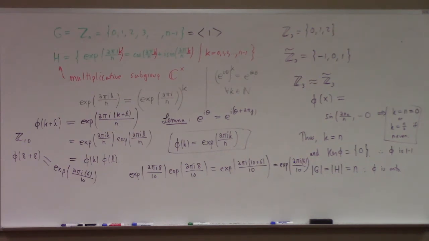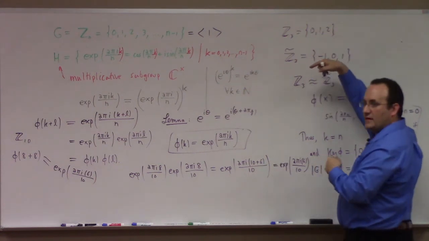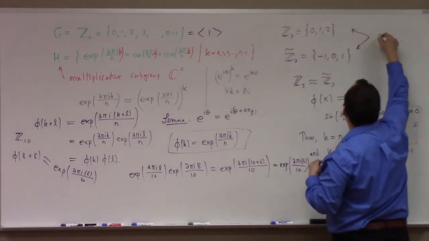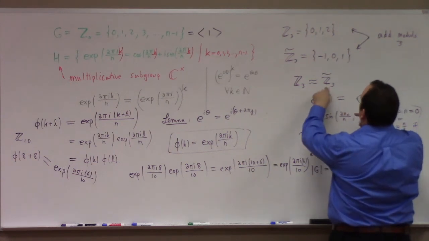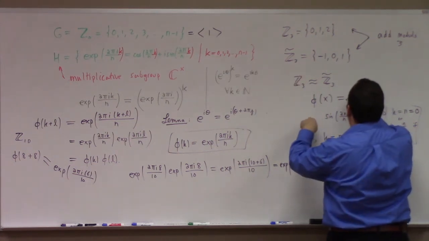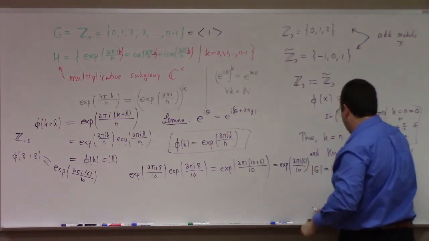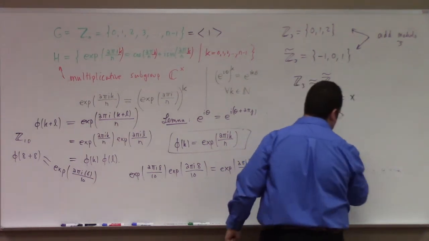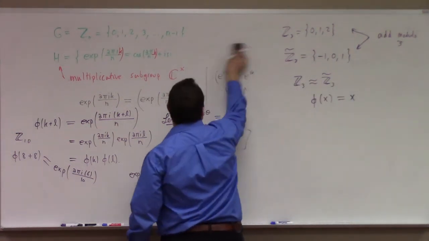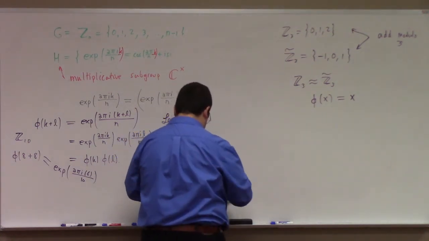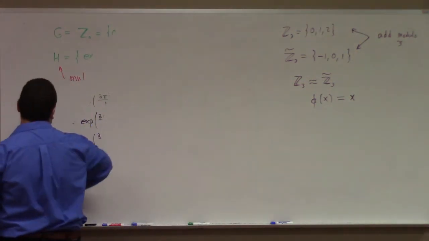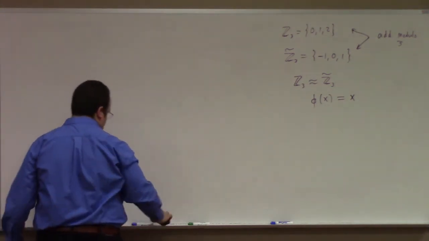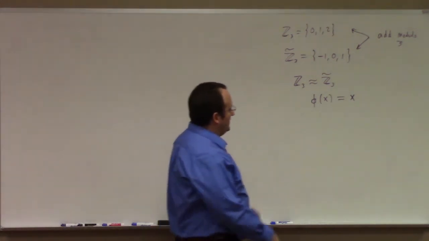I mean, these are different point sets, right? But they're the same group. Both of these, I'm assuming that the addition is done mod 3. So I would just do phi of x as well, to get over here. No, you're thinking too hard. How do I get from one to the other? Yeah, that's it.